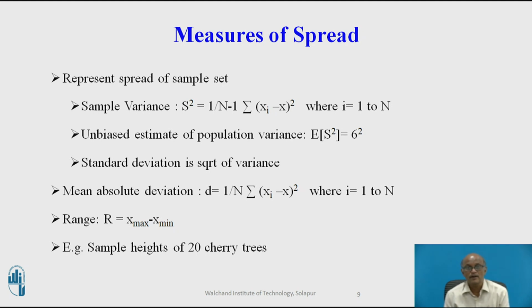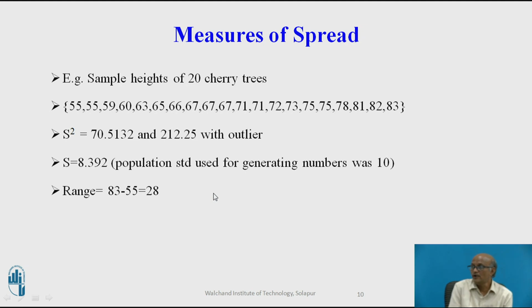The third measure of spread is called the range. Basically it is the maximum minus the minimum. Now let us consider the sample heights of 20 cherry trees, where the data set is given from 55 to 83. So the value of S squared is equal to 70.5132, and with an outlier it is 21225, and the population standard deviation used for generating the numbers was 10. So here S is equal to 8.392. The range is 83 minus 55, which comes out to be 28.